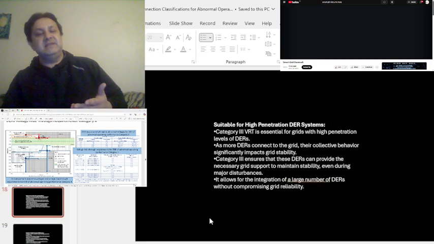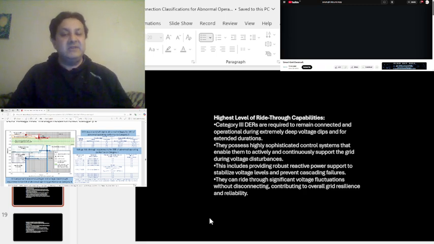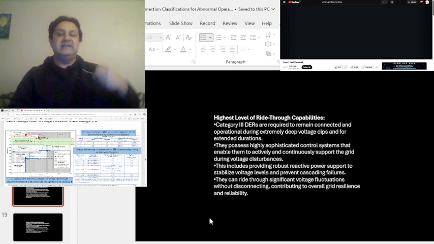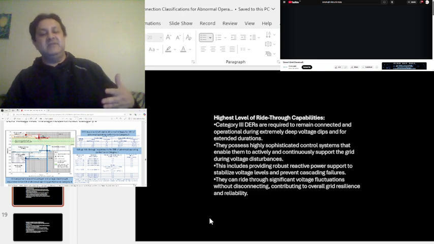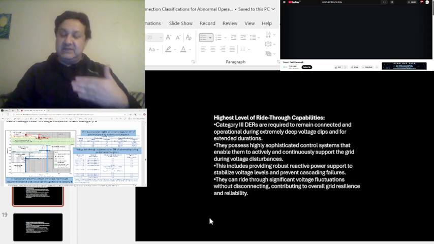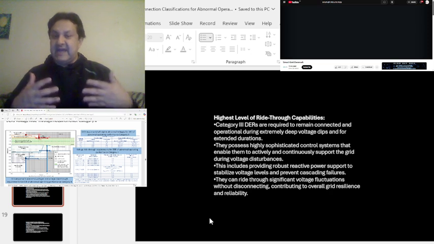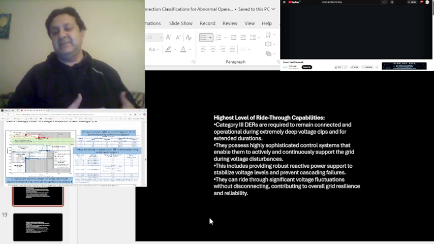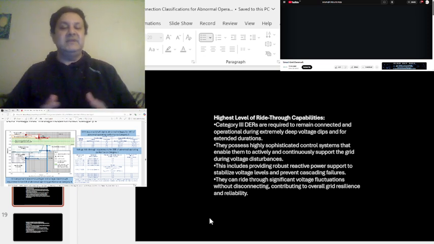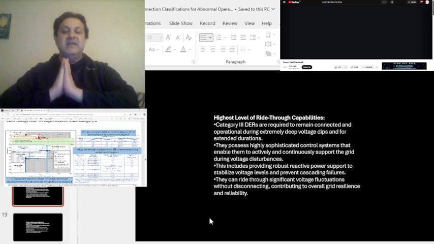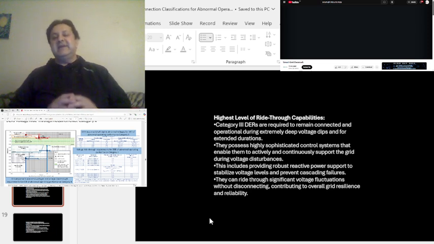Highest level of ride-through capabilities: category 3 DRs are designed to remain connected and operational during extremely deep voltage dips for extended duration. So it is very important that they should remain connected. They possess highly sophisticated control systems that enable them to actively and continuously support the grid during voltage disturbances. So this includes providing robust reactive power support to stabilize voltage levels and prevent cascading failures.